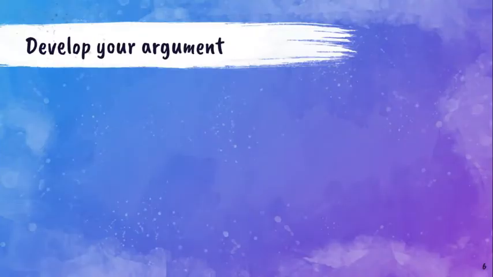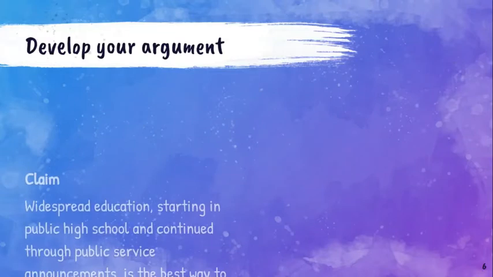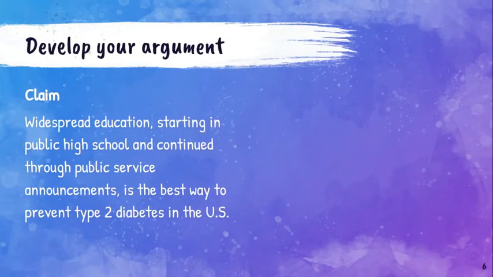Now, you will be developing an argument. So, through your research, you're going to find some answers to that question that you've just posed. When you do this, you're going to make a claim. So, for example, my particular claim involving type 2 diabetes would be this: that widespread education, according to the research I've done on Gale, and I'm going to specify here that it starts in high school and then continues through public service announcements, is going to be the best way to prevent type 2 diabetes in the US.